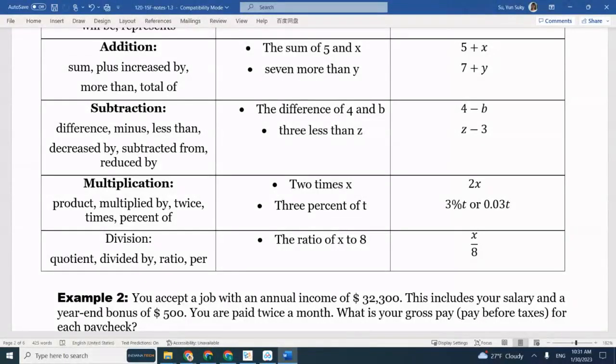Division. Portion divided by ratio. For the ratio of x to 8, we put the x on top. 8 to 8. Okay, everybody?